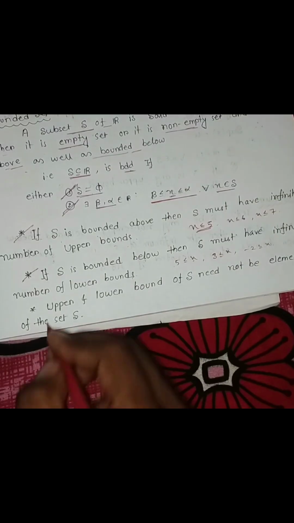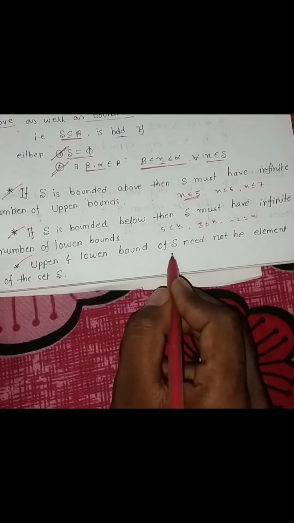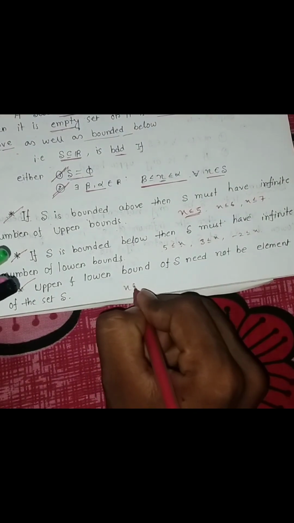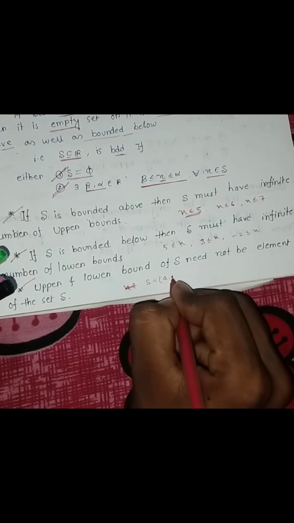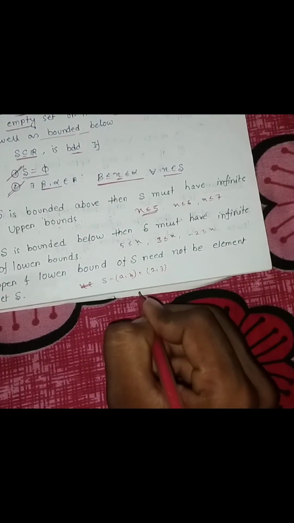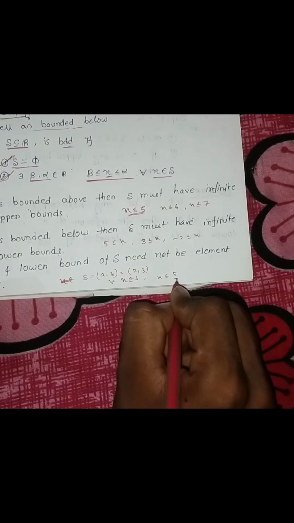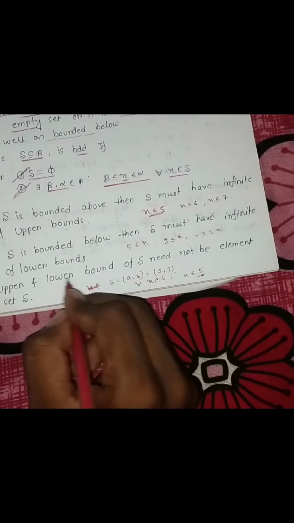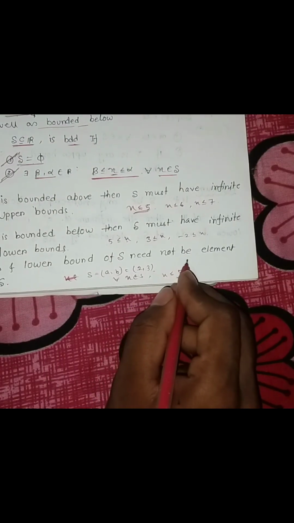Next, the upper and lower bound of S need not be an element of the set. Like, x belongs to S, where S is the set (a, b), say (2, 3). Then obviously for all x belonging to S, x is less than or equal to 5, but 5 does not belong to (2, 3), and yet it is an upper bound. So an upper bound or a lower bound need not be an element of the set.